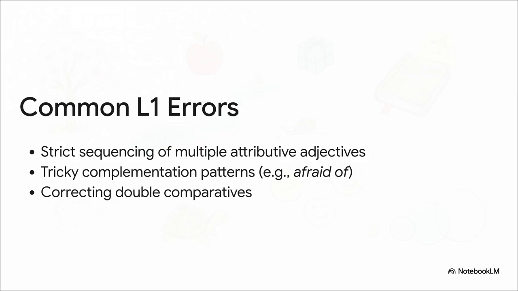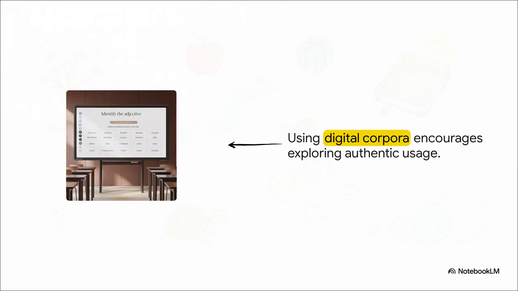Beyond just the order, we must tackle tricky complementation patterns, correcting students who translate prepositions directly from their mother tongue, saying they are interested for something instead of interested in, and we have to constantly be on the lookout for those pesky double comparatives. To truly help our students master these semantic nuances and syntactic restrictions, we need to move beyond traditional textbooks and really embrace corpus linguistics.